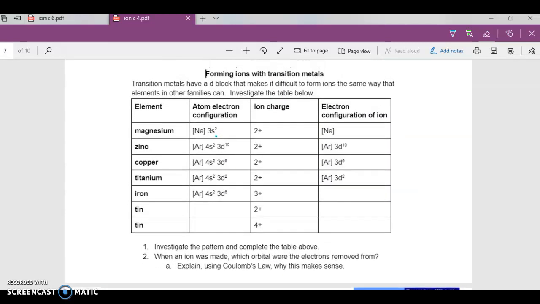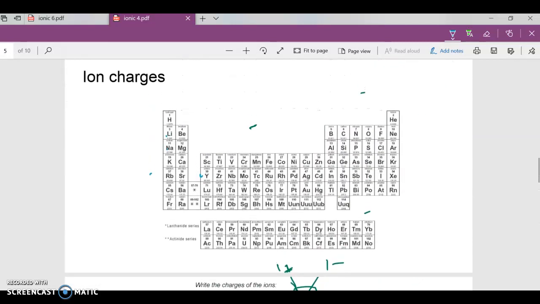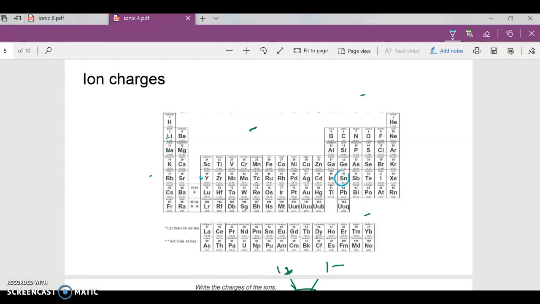Okay, I want to start by looking at the electron configurations. If you had trouble with that, it might be because tin is actually Sn on the periodic table. So if you couldn't find tin, that might be why. Stannum is its Latin name. So there's tin, number 50.